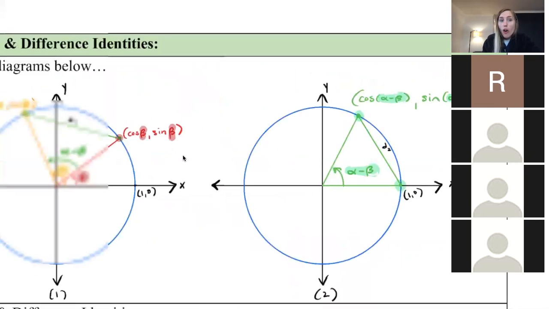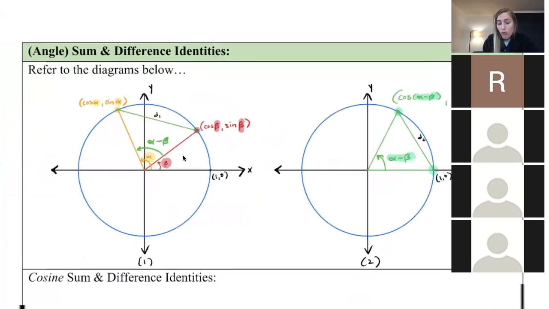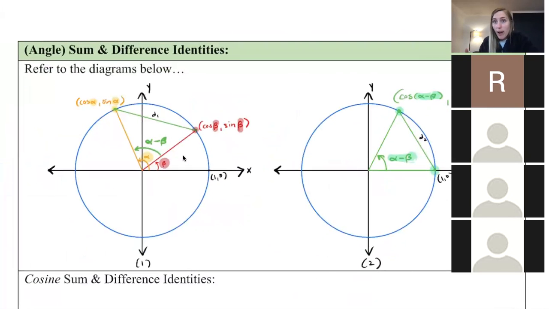You guys know, kind of proof by picture and logic, right? Those two distances are equal to each other, right? Because we took the angle alpha minus beta and put it into standard position. Those two distances have to be equal.